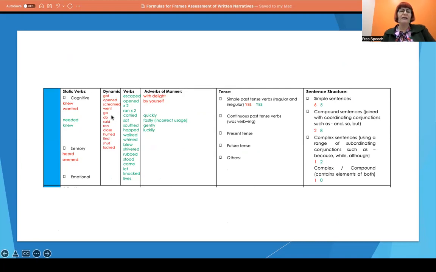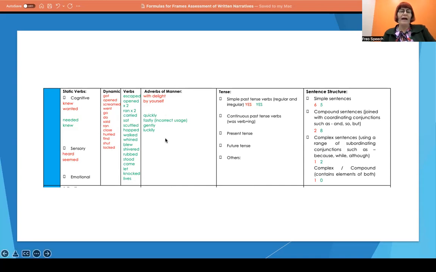But have a look at the nature, not just the number, but the nature of the dynamic verbs. Look at the ones here. She's got some reasonable ones like opened, screamed, hurried and locked. Then you look at the post-test: escaped, opened, carried, scuttled, hopped, walked, whined, blew, shivered, rubbed, stood, came, knocked. So a much more sophisticated and wider spread of verbs.